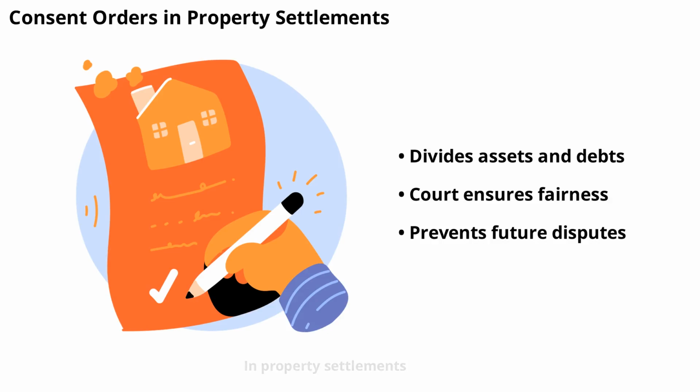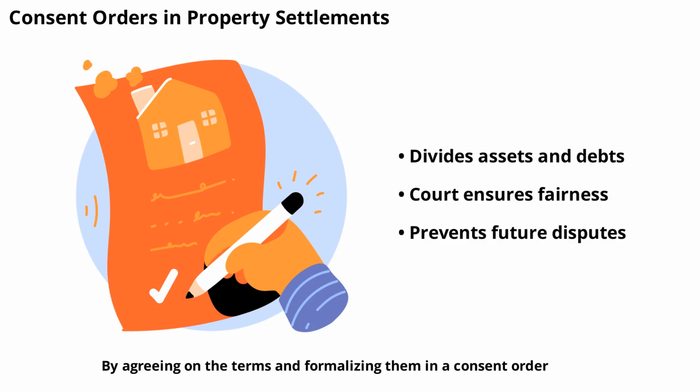In property settlements, consent orders can specify how assets and debts are divided. This might include real estate, savings, investments, and personal property. By agreeing on the terms and formalizing them in a consent order, both parties gain certainty and avoid future disputes. The court ensures the division is fair before approving the order.